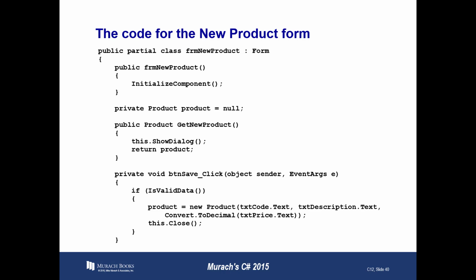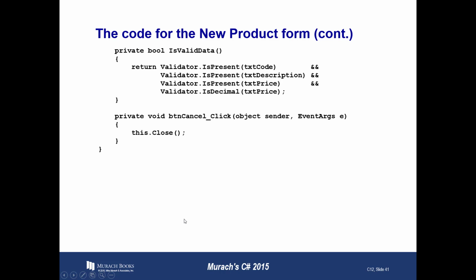So what's that doing? Private product equal null. Get new product. It shows that dialog box. And that's the dialog box that's got the code. It's got that little box that's got a label that said code followed by a blank text box, a label that's got description followed by a blank text box, and a label that says price followed by a blank text box. So the idea is that you will put all that stuff in and click save, which will validate it. And if it validates, it will write that back and then close what you're working on.